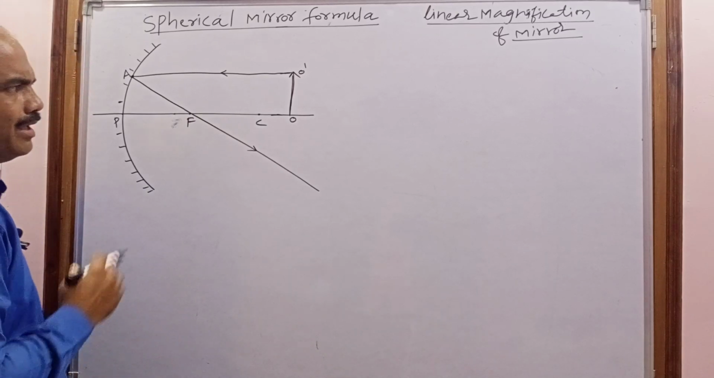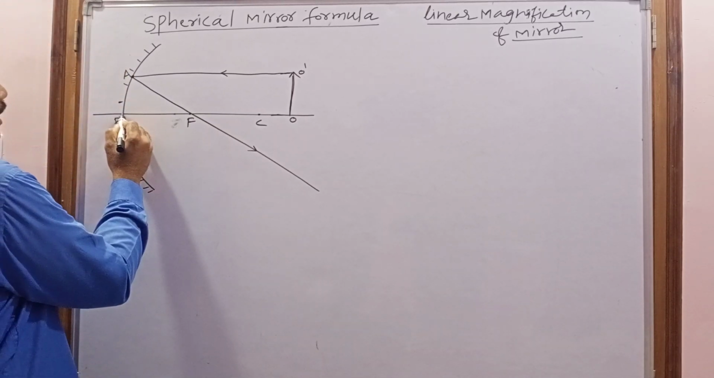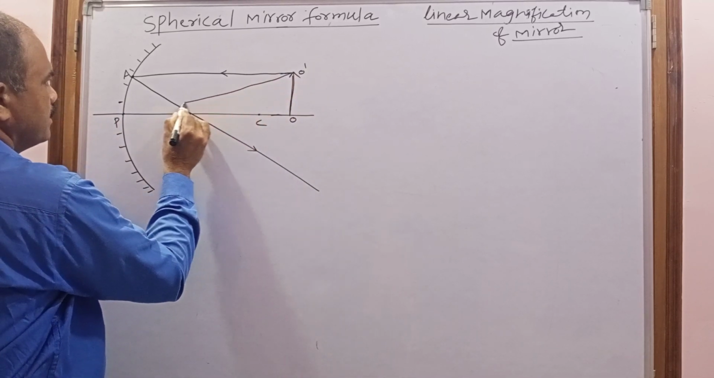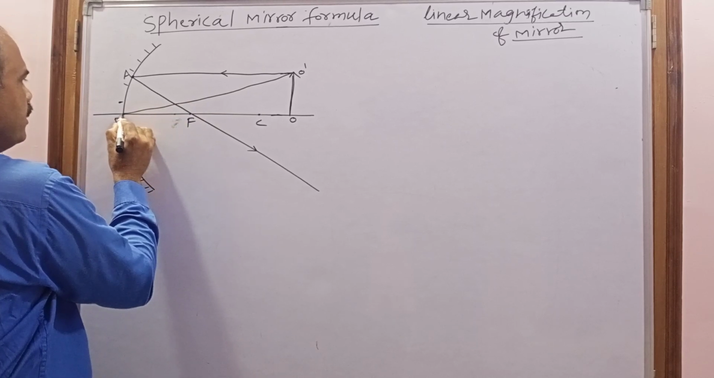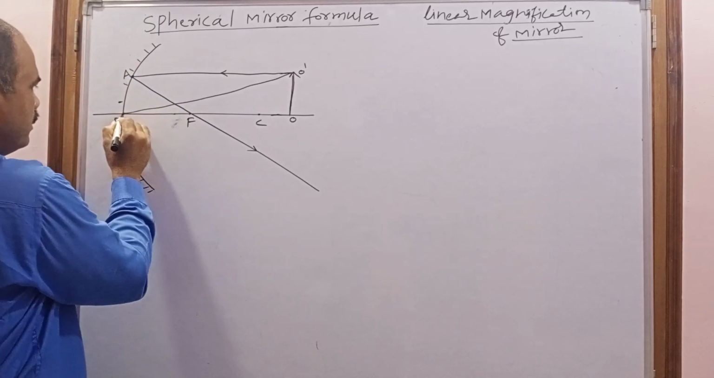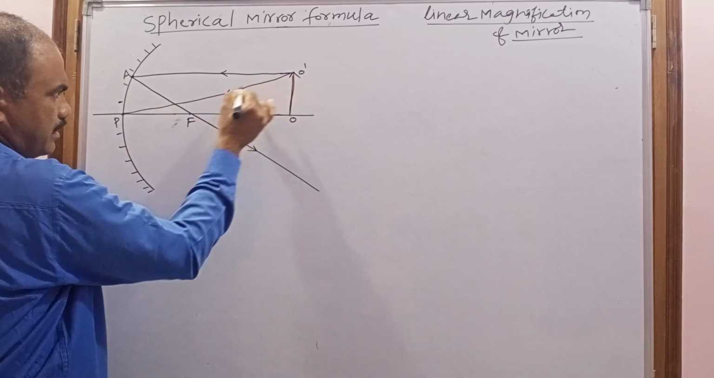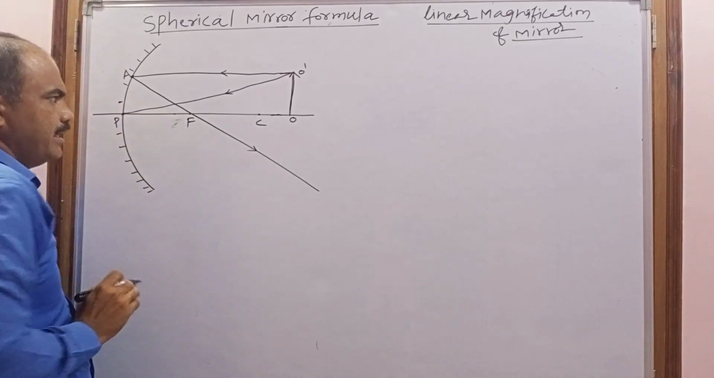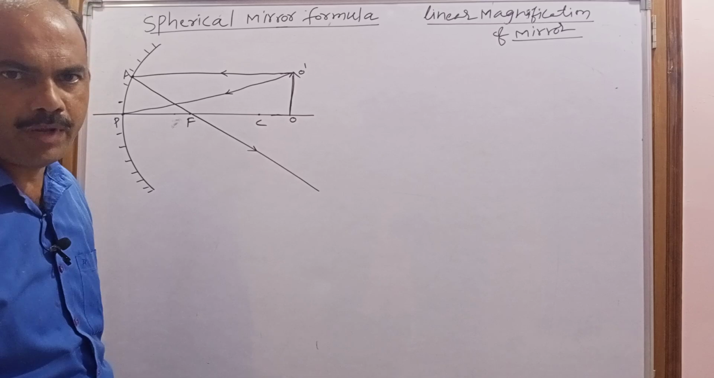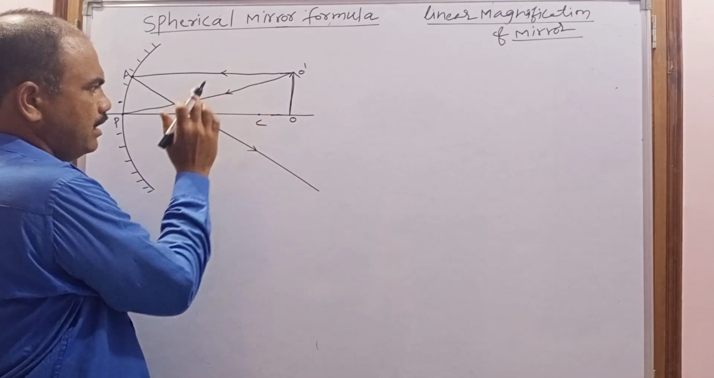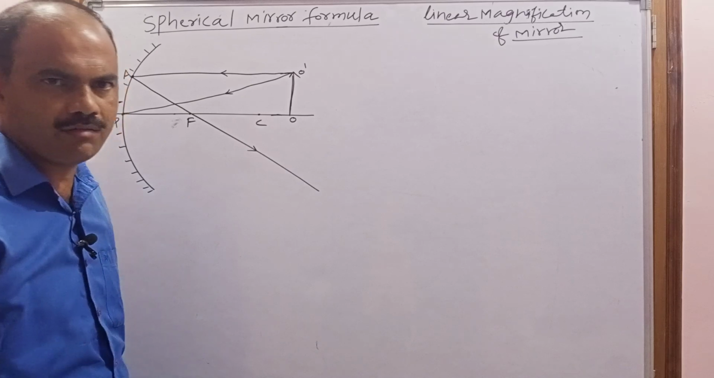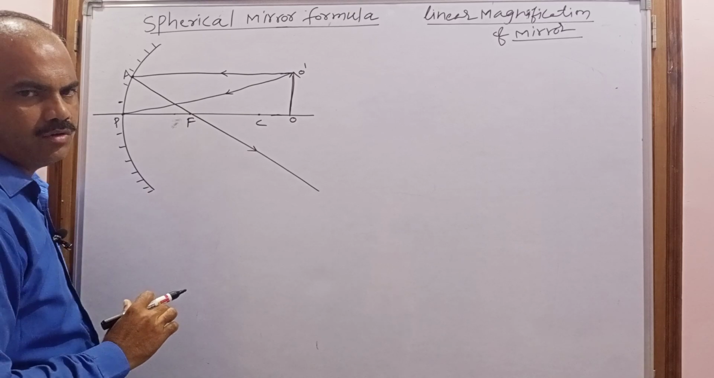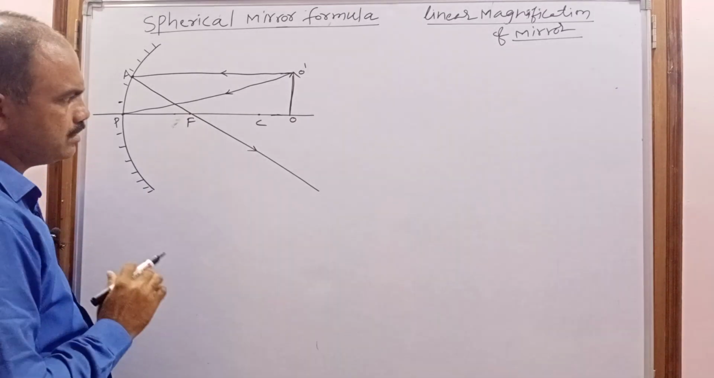Next, I am taking another ray that is incident at the pole. This is the incident ray, and it is incident at the pole. With what angle is it incident? Then it will be reflected with the same angle, because it is not parallel to the principal axis, it is not passing through the focus, and it is not passing through the center of curvature. So to find the reflected ray corresponding to this incident ray, we have to find the angle of incidence. For that purpose, you have to draw the normal.